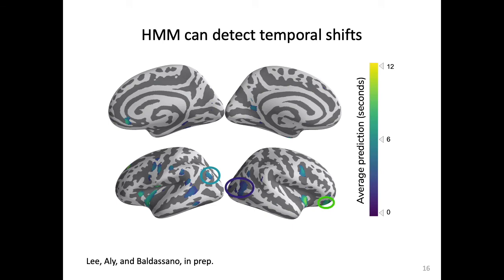This type of alignment analysis can also be used to detect temporal shifts between datasets. For example, we find that when a subject watches a movie multiple times, event boundaries can shift earlier in time by up to 12 seconds.